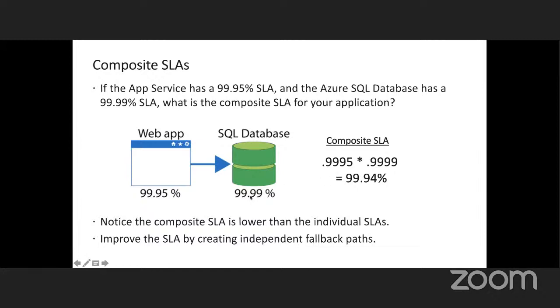Okay. So you move the point two places to the left, and then put 0.9995 multiplied by 0.9999, and then you get 99.94%. That's going to be the composite, the combination of these two services, right? That's going to be their commitment with you. These two working together. Okay. So notice the composite is lower than the individual SLAs. It's an average. And improve the SLA by creating independent fallback paths. Okay.